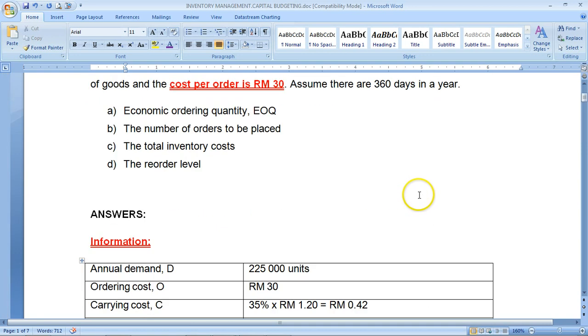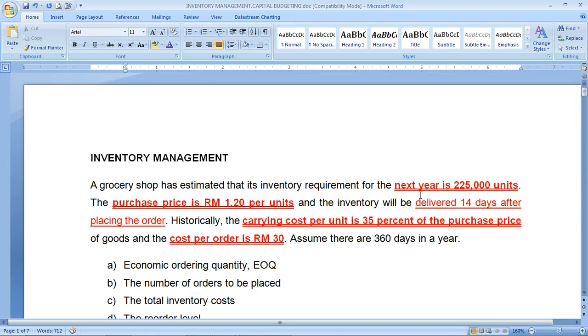So remember class, don't forget to memorize the formulas. Alright, that's all for today. Study hard for inventory management.